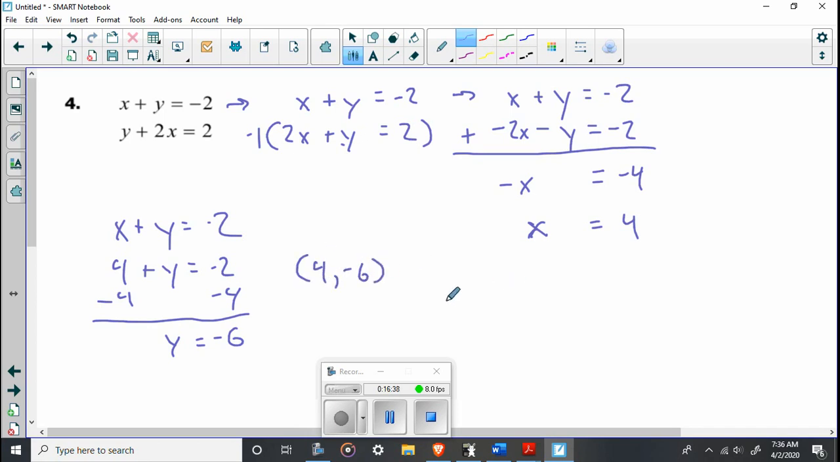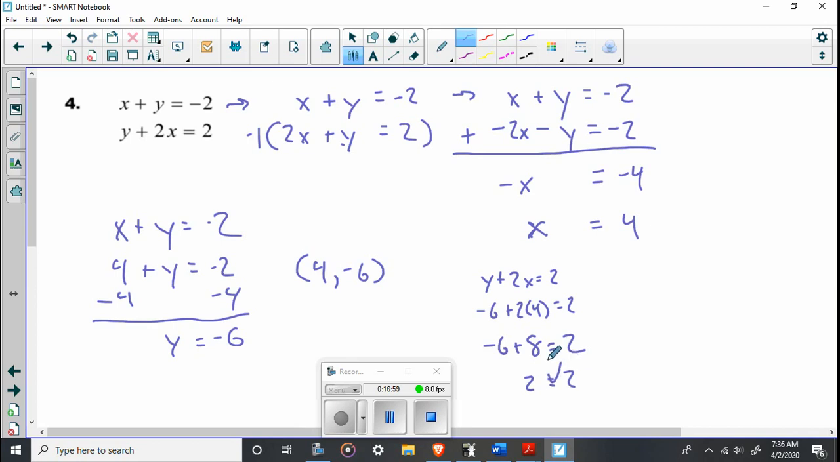Let's go ahead and plug that into the other one to check. So I have y plus 2x is equal to 2. So I'm plugging negative 6 for y plus 4 for x. Negative 6 plus 8 is equal to 2, and that is true.